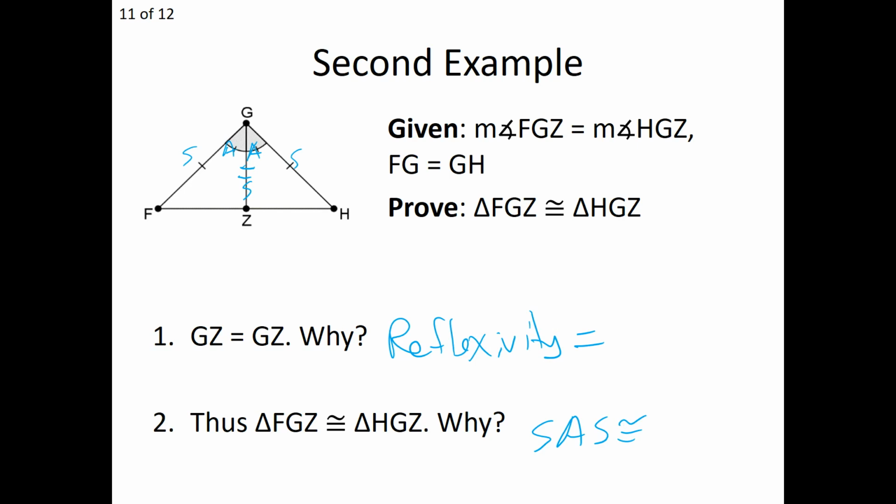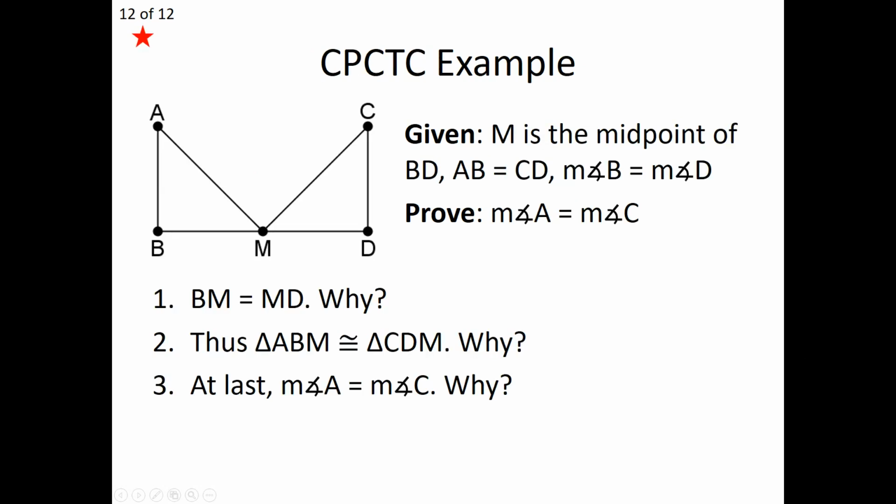And there we have it. We've reached the conclusion of proving that these two triangles are in fact congruent. Let's do one more. This is going to take it a step further. Now, if we take a look at our diagram, we've got, again, a set of triangles, and we're given some information about those triangles. We're going to prove that these two triangles are congruent.